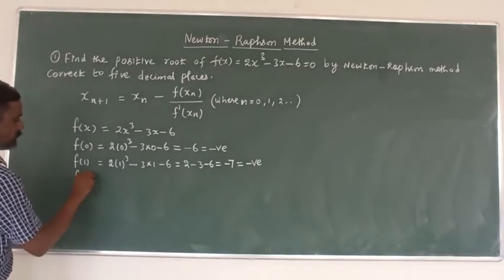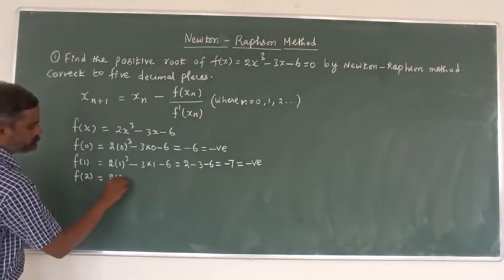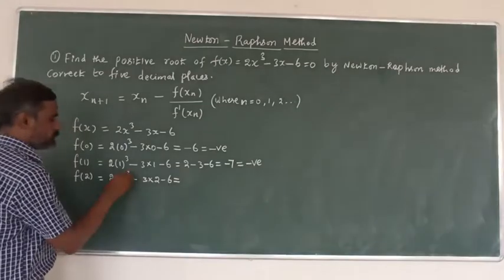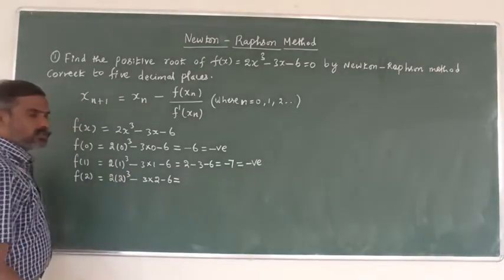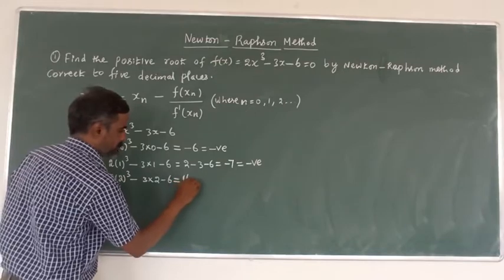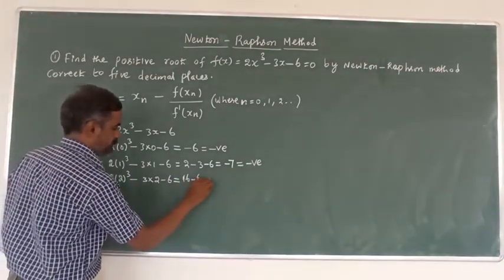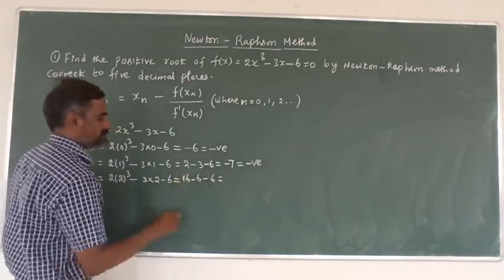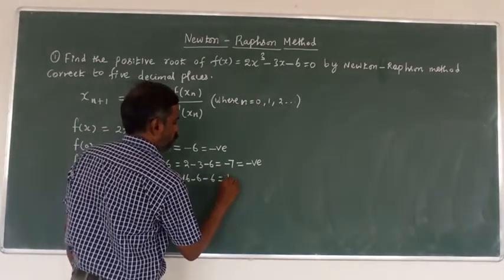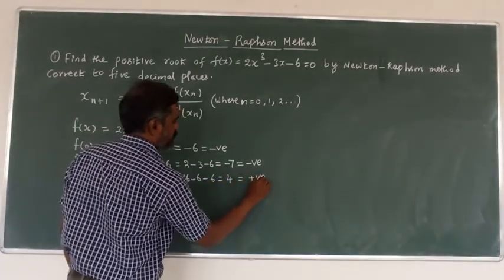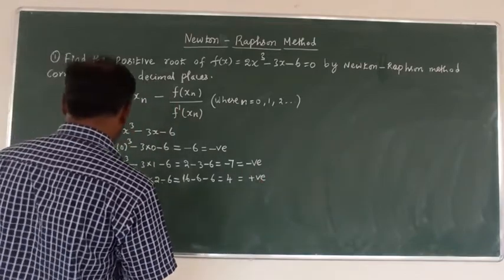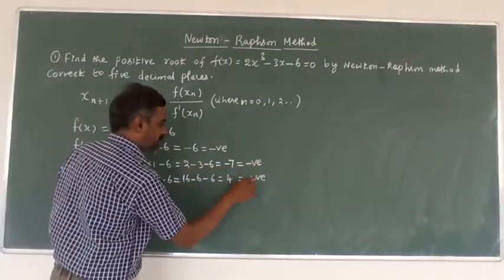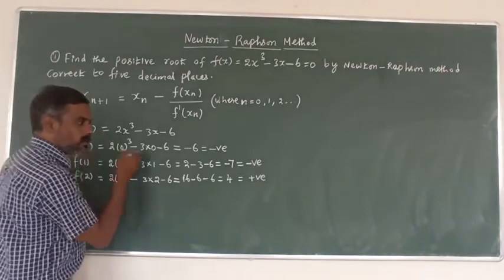Next, substitute f of 2: 2 into 2 cube minus 3 into 2 minus 6. 2 cube is 8, 8 into 2 is 16. 16 minus 6 minus 6 is 12, 16 minus 12 is 4. This is a positive result. Now we have one positive result and one negative result.